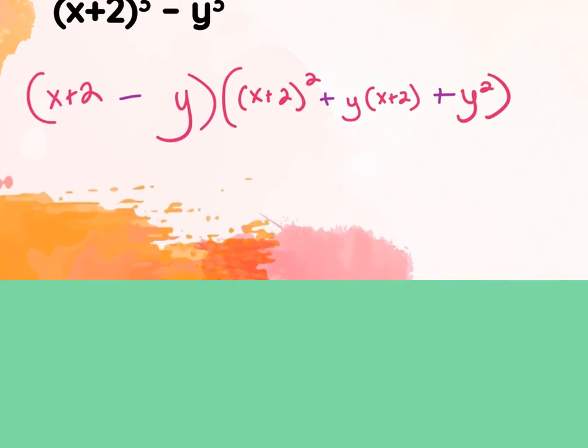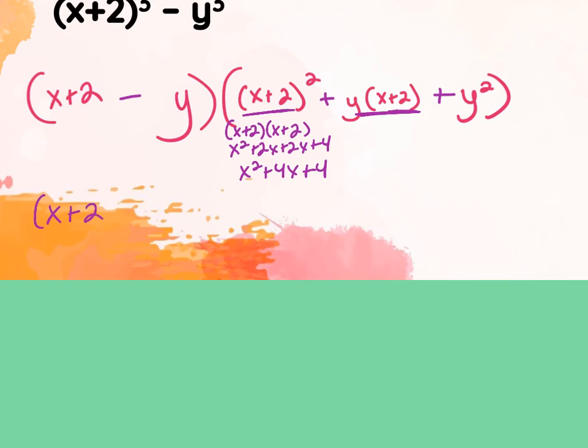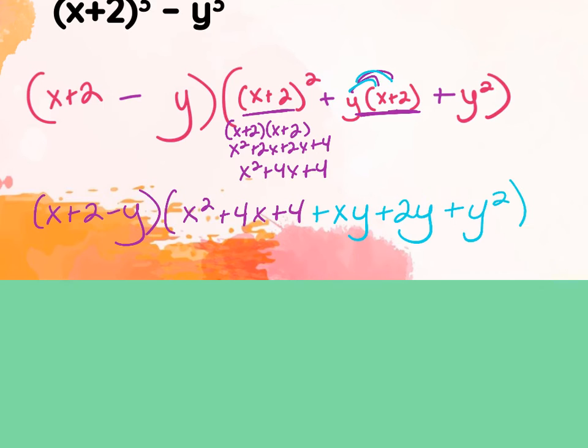Now I've got some work to do because I have to expand this and FOIL this. So x plus 2 times x plus 2 becomes x squared plus 2x plus 2x plus 4, or x squared plus 4x plus 4. So the first one's going to stay the same. Then I get x squared plus 4x plus 4. Distribute the y here. And I get xy plus 2y plus y squared. Now look and see if you can combine any like terms, and you can't, so it stays this way. It's ugly, but it's right.